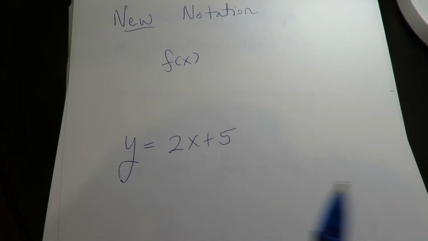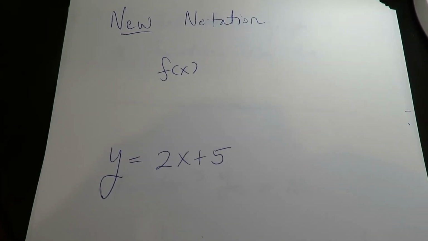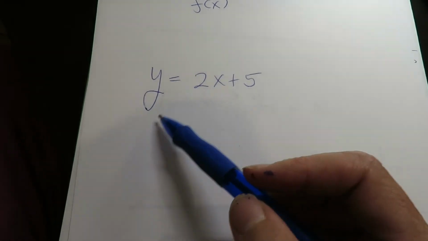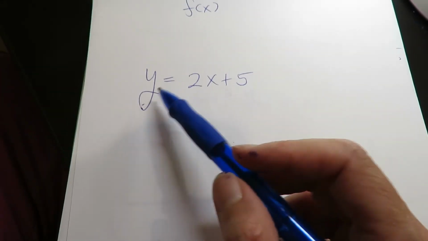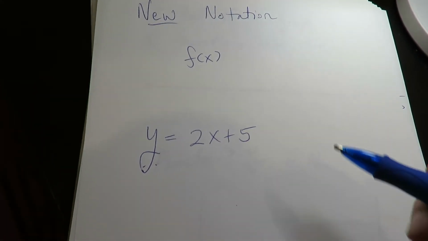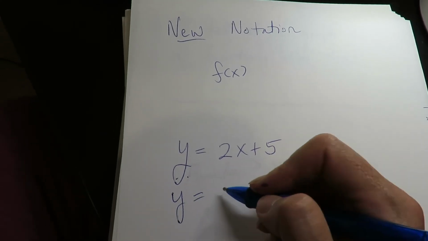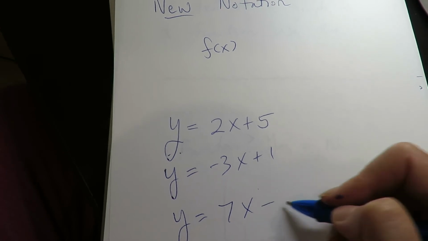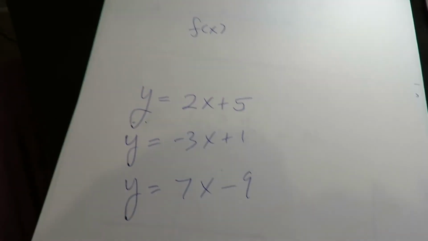All right, this is really important, and this is going to look super weird at first. Just try to get used to it. So in the past, when we were trying to name a function, we would just call it y. So we would say, okay, y is 2x plus 5. y is -3x plus 1. y is 7x minus 9, right? We just list all these functions.